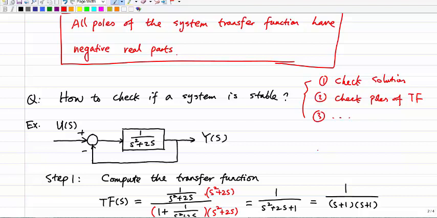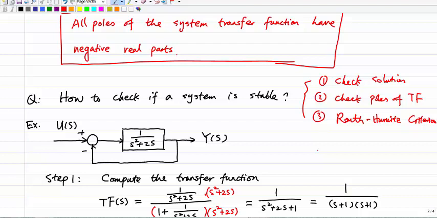The third approach, I'm going to talk about later on. I won't talk about it over here, so I'll talk later on about what the third approach is. This is called the Routh criteria. So there's a third approach, you can check that one.